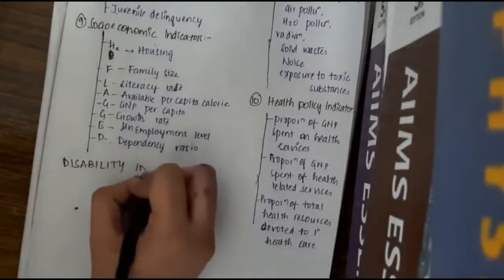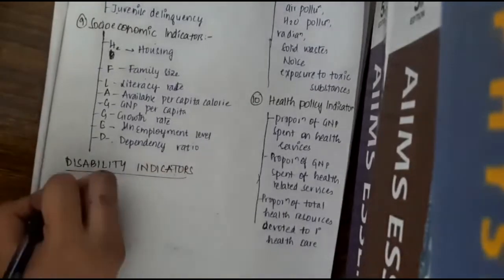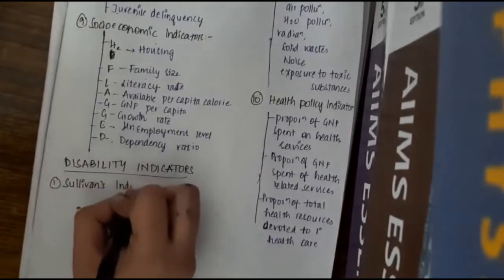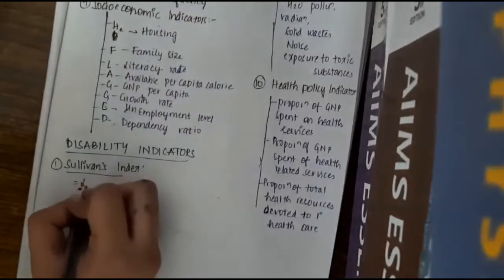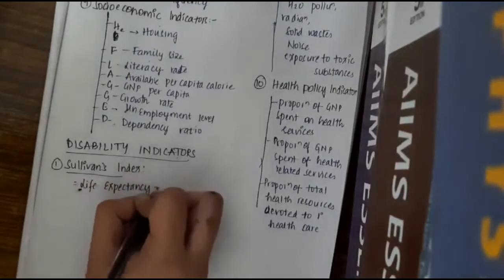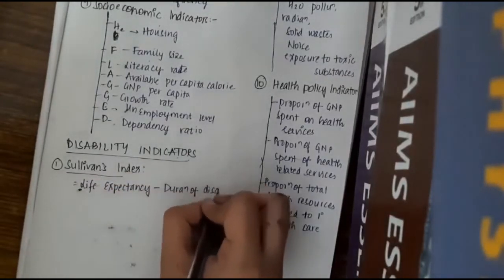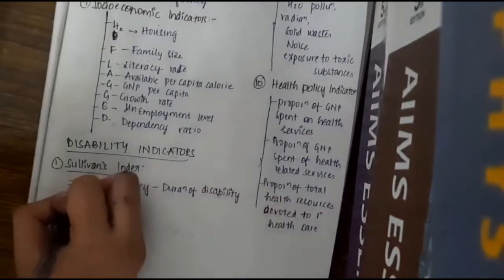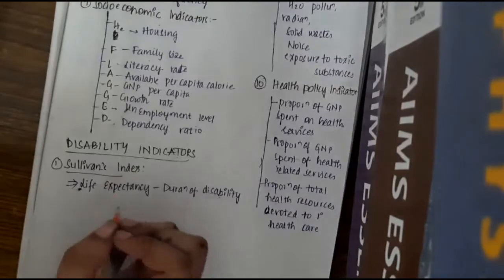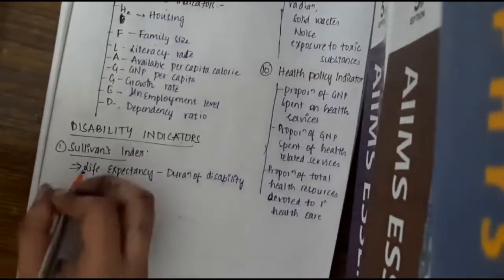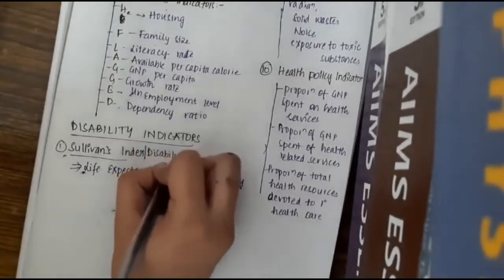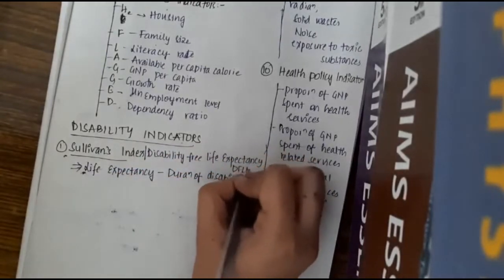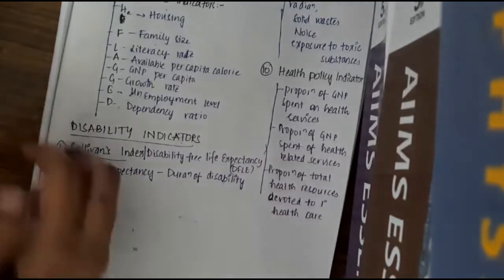Hello friends, let us now learn about the next indicator, which is the disability indicator. In disability indicator, first we have Sullivan's index. Sullivan's index is life expectancy minus duration of disability. So if we subtract the duration of disability from life expectancy, then we call it Sullivan's index. So we can call it disability free life expectancy. That means life expectancy without disability is Sullivan's index.